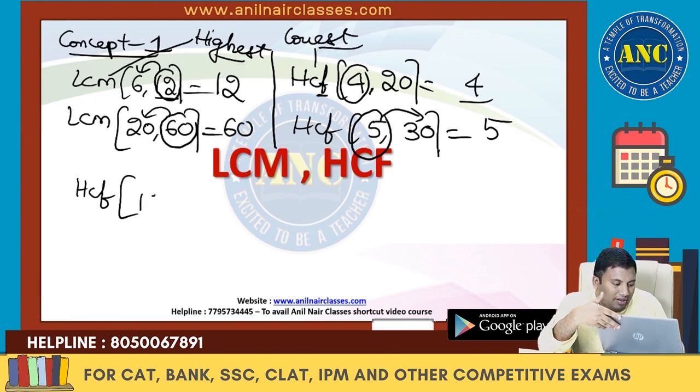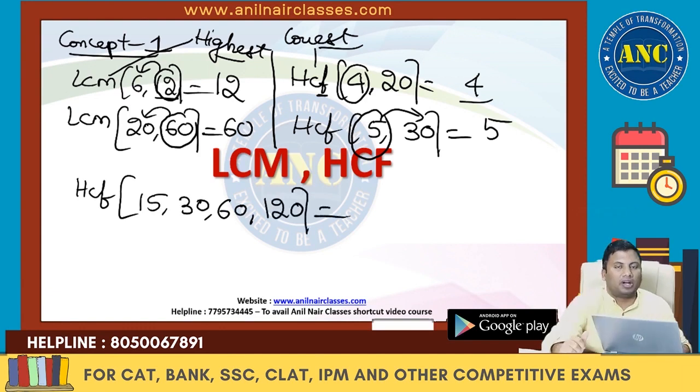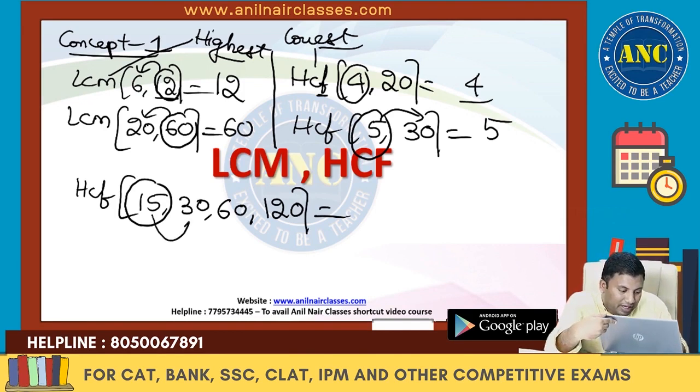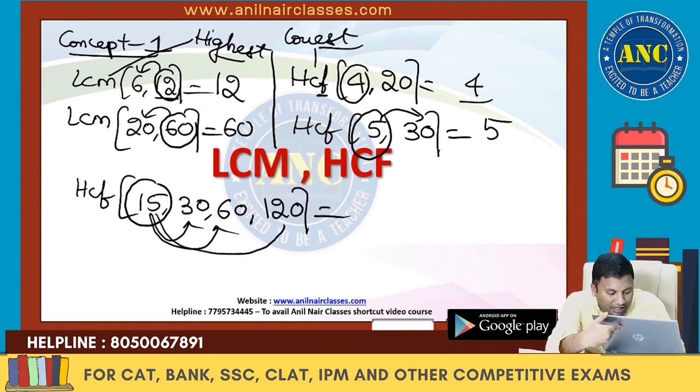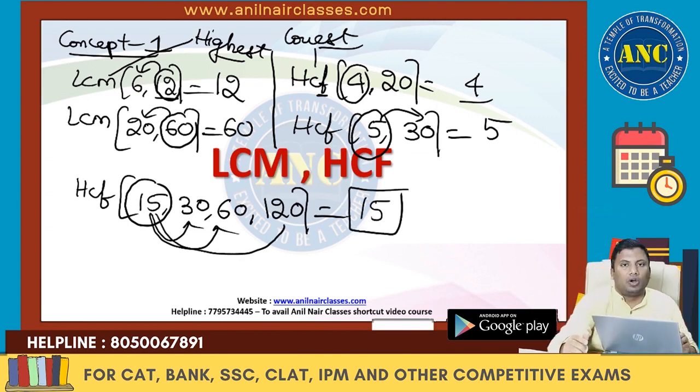HCF of 15, 30, 60, 120. I want the HCF. HCF is highest common factor. Factor means take the lowest value. 15. Check whether this lowest value is a factor of every other number. 15 is a factor of 30. 15 is a factor of 60. 15 is a factor of 120. So the answer is nothing but the lowest value.